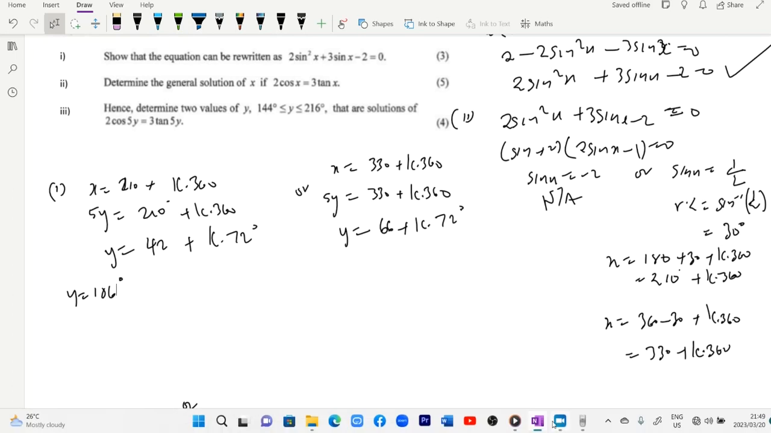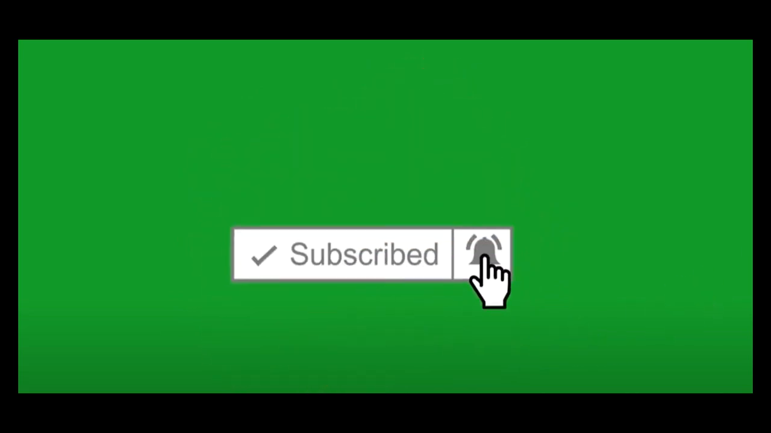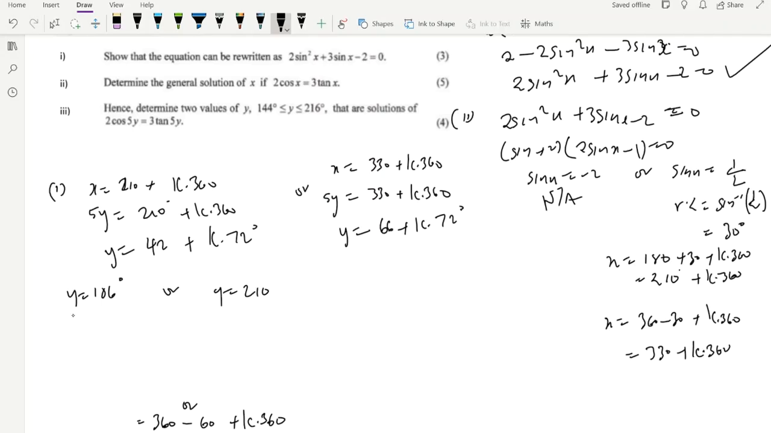Okay, let me go on to the second one, 66 now. 66 plus, let me put 1 first, 72. What is my answer? 138. No, I don't need 138 because it's not between 144 and 216. Let me check 2 again. It's 210. Yes, I need 210. Or y equals 210.